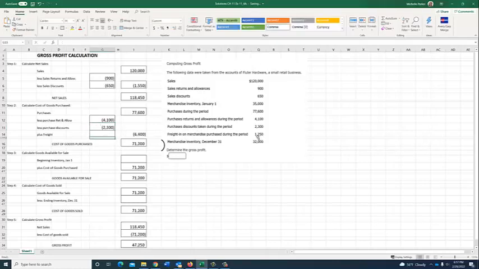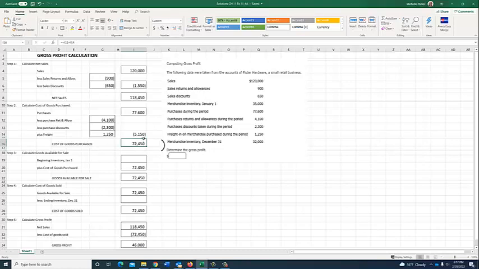And then we paid freight. And remember, freight adds to the cost of your purchase. If you've ever purchased anything online, you know the freight charges can be kind of expensive sometimes. So we have to add that freight back. So the cost of the goods that we've purchased is $72,450. That's purchases minus returns and allowances minus discounts plus the freight.